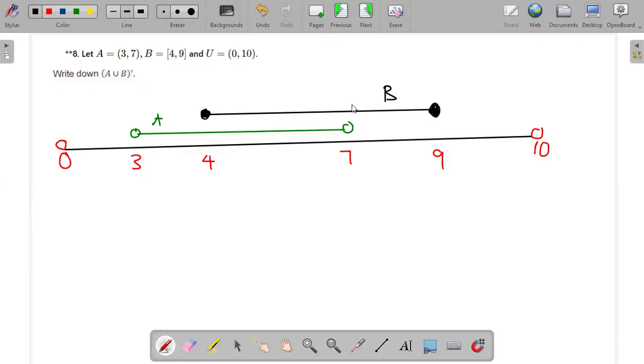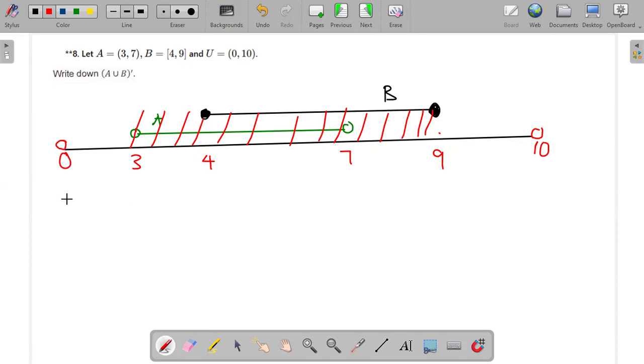That there will be my B. And then from there, let's get A union B first of all. So A union B is everything starting from here, up to 9 there. That's my A union B.